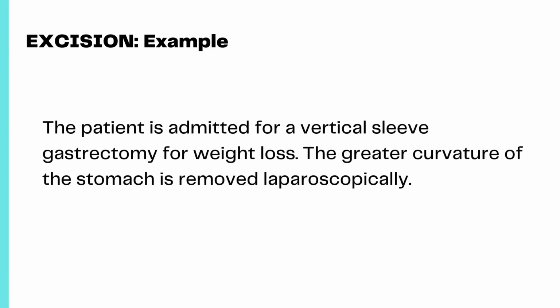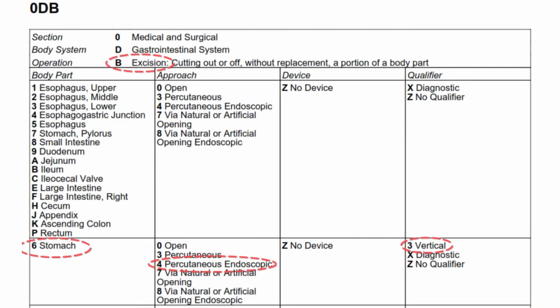This is an example of coding excision procedures. The patient is admitted for a vertical sleeve gastrectomy for weight loss. The greater curvature of the stomach is removed laparoscopically. So if you have to code this one, this is how the table looks like. Okay, the corresponding table for the gastrectomy procedure.